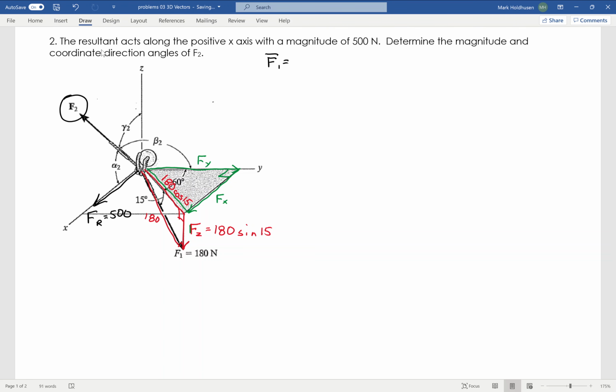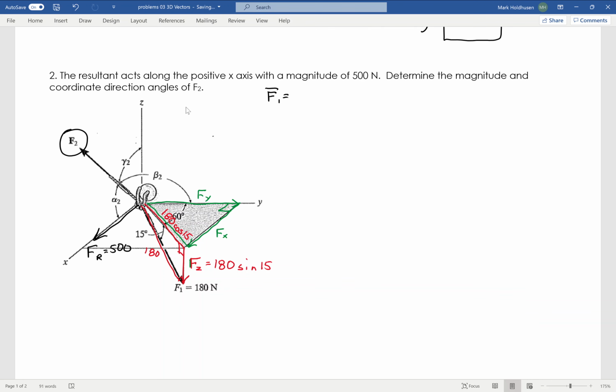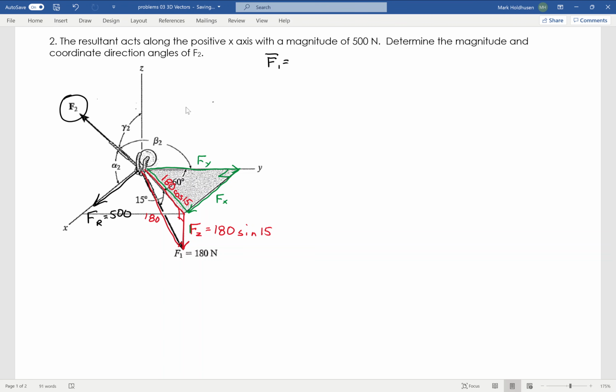Okay, so I'm going to switch my color back to green here. Knowing that that's the hypotenuse, Fx is opposite of 60. So I take the hypotenuse times the sine of 60, where the hypotenuse is 180 cosine of 15. Fy will be that hypotenuse times the cosine of 60, where the hypotenuse again is 180 cosine 15 times the cosine of 60.